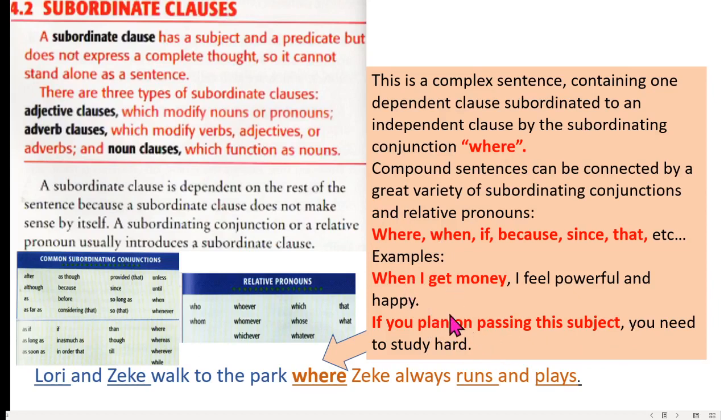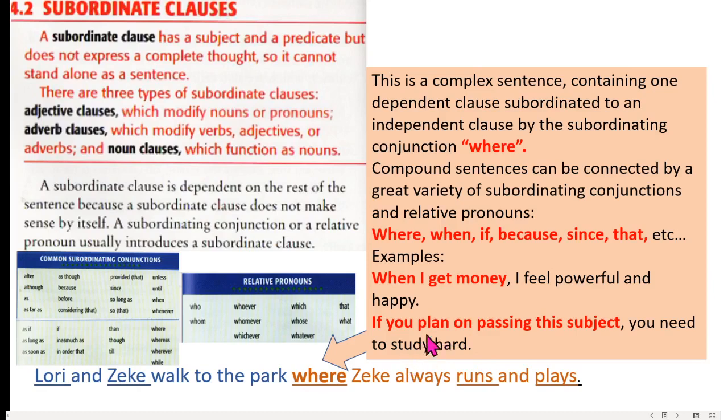Let's see another example. When I get money, I feel powerful and happy. I can say I feel powerful and happy, and that expresses a complete thought. But if I say when I get money, I'm not expressing a complete thought. So something else is expected for me to convey a complete thought.